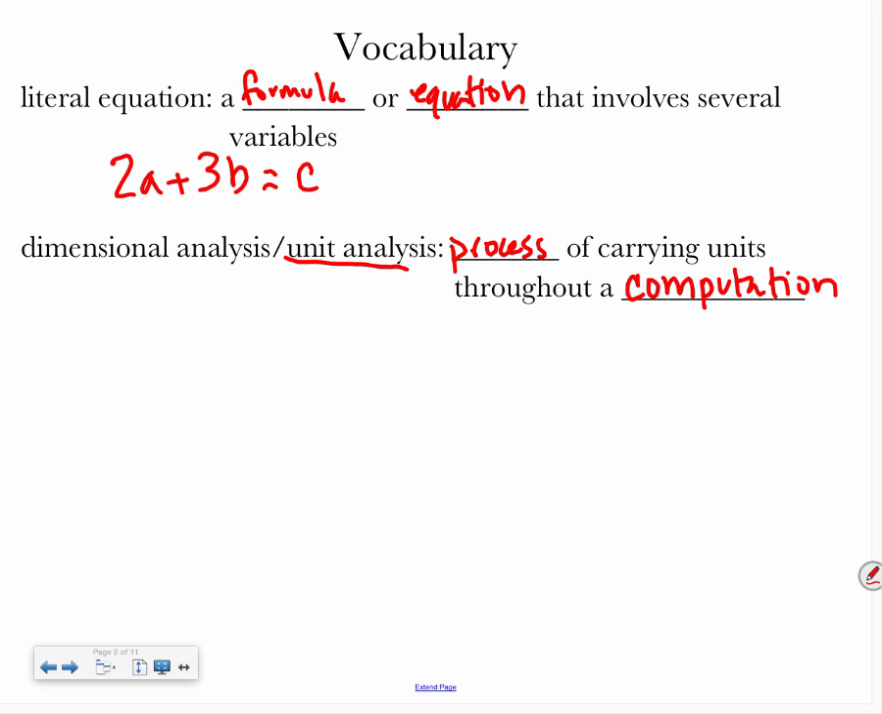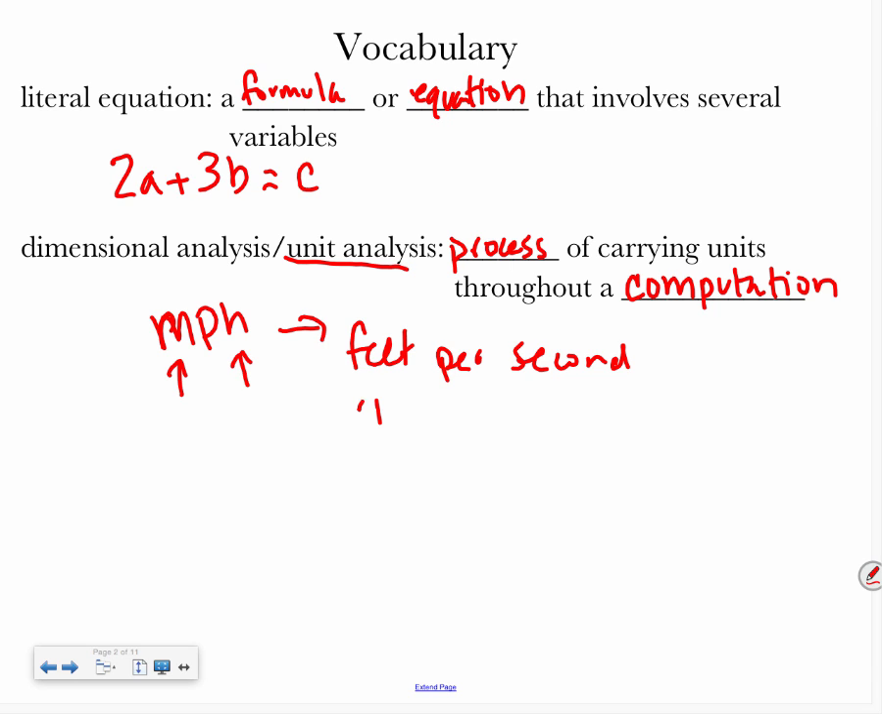And a quick example of that would be converting, let's see, miles per hour. So you have your miles and you have your hours. So if you wanted to convert that to feet per second, that would be an example. You change your miles to feet and your hours to seconds. Okay? That would be an example of dimensional analysis.